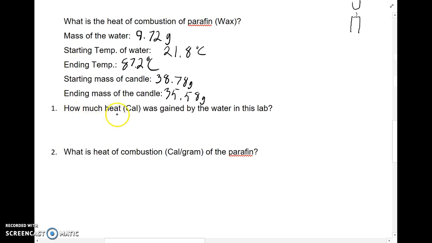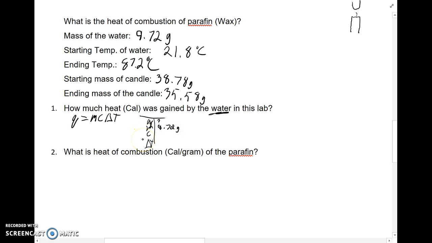I need to calculate how much heat in calories, that's food calories, was gained by the water. So I need to use my heat equation, Q equals mc delta T, and I need to make a variable chart: Q, m, c, delta T. Q is heat energy. That's what I'm trying to find, what this question asked me for. Mass: again, this is water. I have the mass of the water, the starting mass of the candle, and the ending mass of the candle, but I'm only concerned about water.